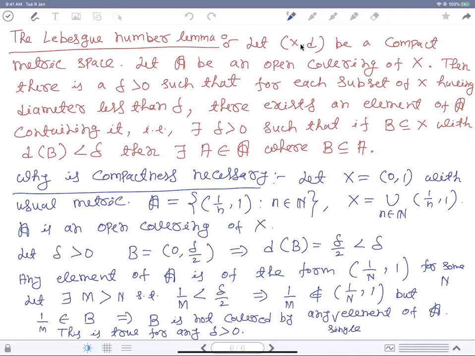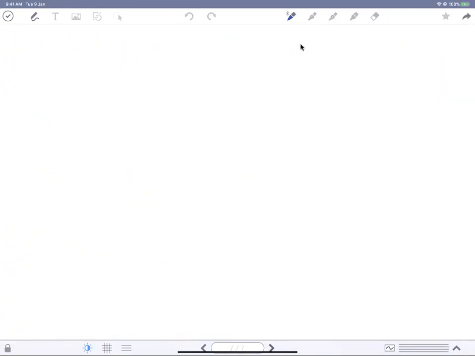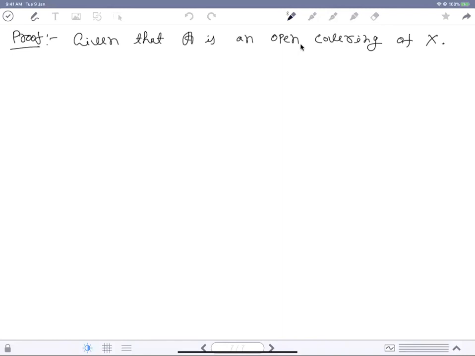Now we prove that if X is a compact metric space, then we always have such a delta, and this is called the Lebesgue number lemma. So here is the proof of the lemma. First of all, we are already given that script A is an open covering of X, right?